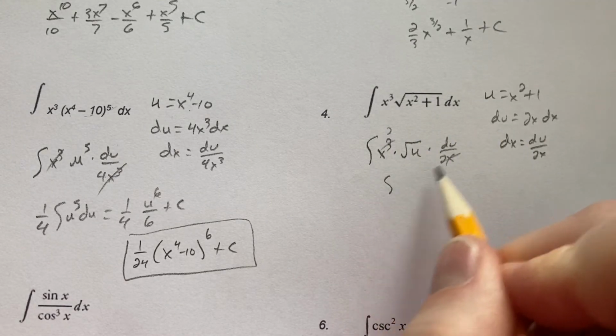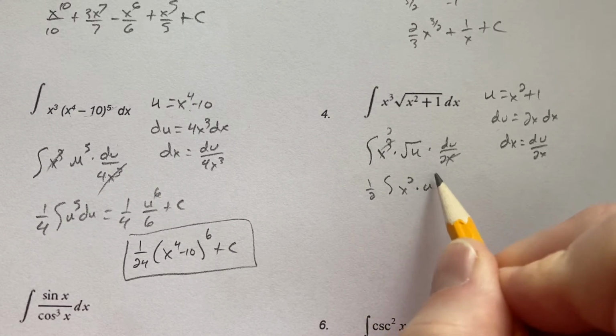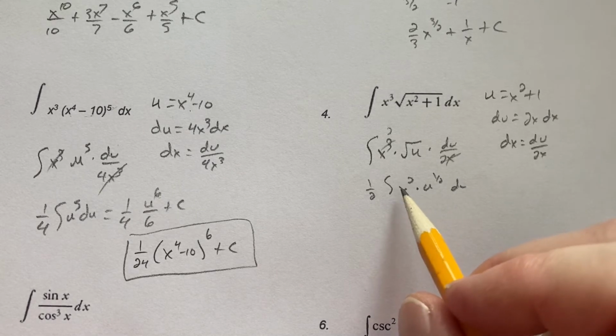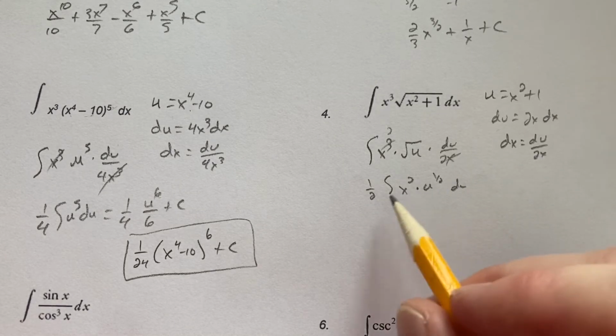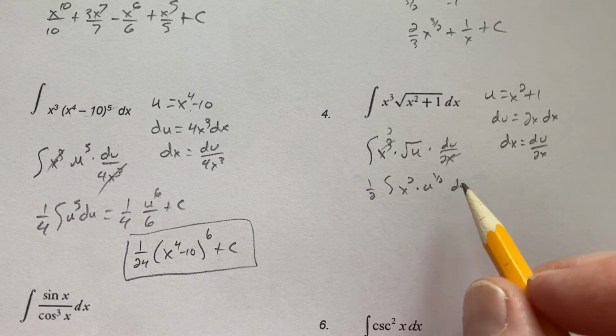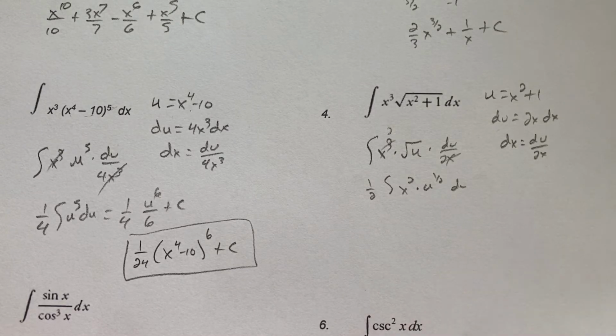So I can pull this 1/2 out front. I'd have x squared times u to the 1/2 du. And that x squared didn't go away. So then I'm looking at it and I'm like, well, I can't integrate yet. I can't have two variables and integrate. You're not allowed to do that, at least not in this class yet. You get to Calc 2, Calc 3, maybe you can, but not in Calc 1 yet.